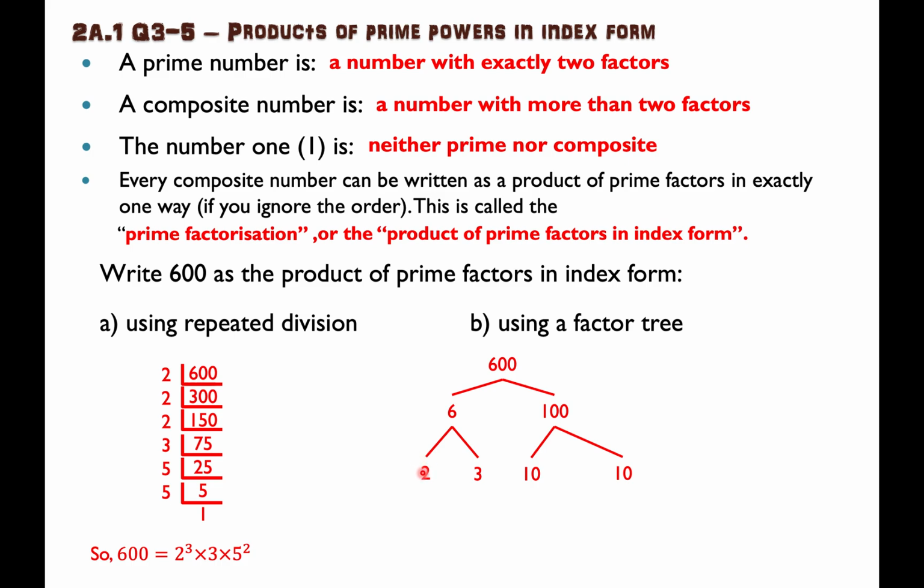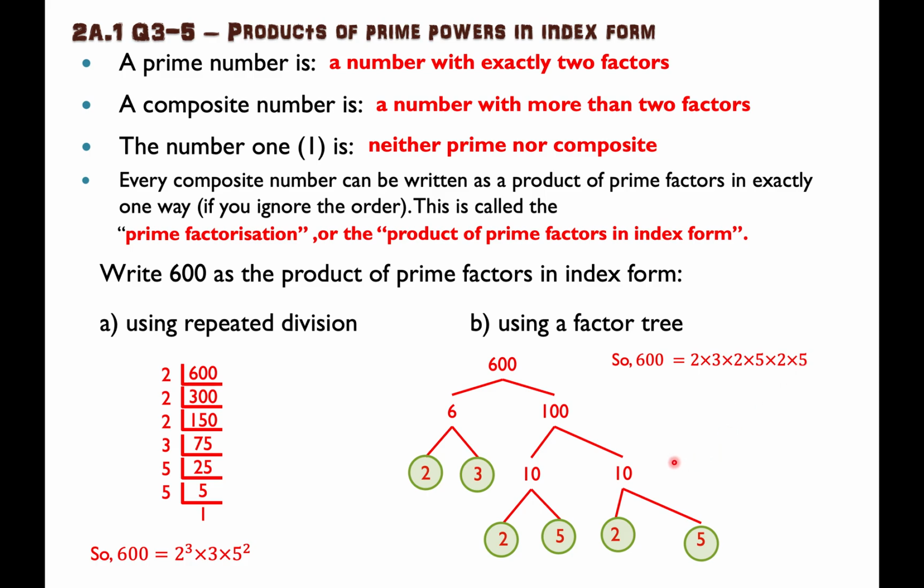So this one is done. 2 is a prime. This one is done. 10 we can break down. 10 is 2 times 5. And I can break this 10 down as well. Once you've done that and you've broken them all down as far as they can go, you can circle these ending numbers, which are the prime numbers in this factor tree. Now, 600 is these numbers all multiplied together. 2 times 3 times 2 times 5 times 2 times 5.